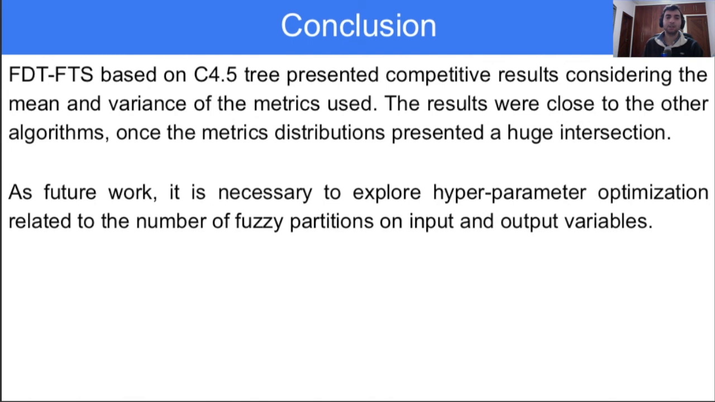Well, in conclusion, the FDT-FTS based on the C4.5 tree presented competitive results considering the mean and variance of the metrics used. And the results were close to the other algorithms since the metrics distributions presented a huge intersection. And as future work, it is necessary to explore hyperparameter optimization related to the number of fuzzy partitions on input and output variables.